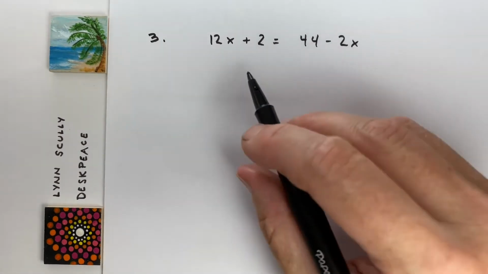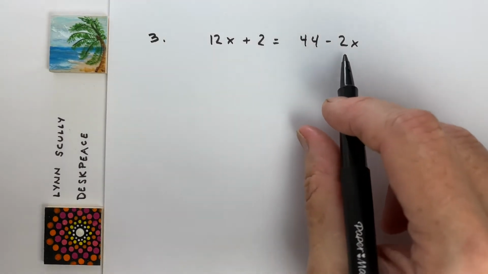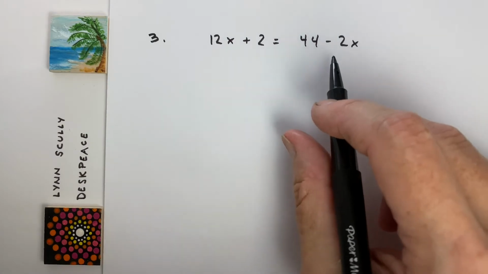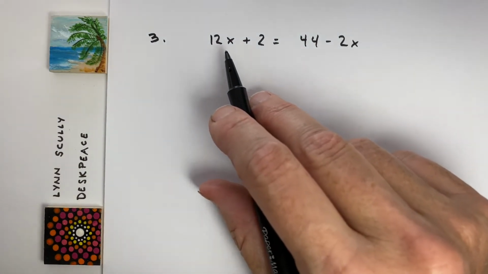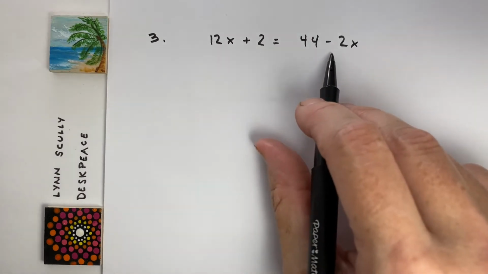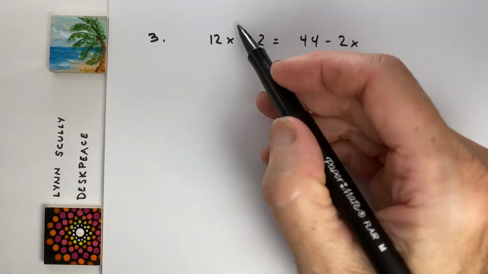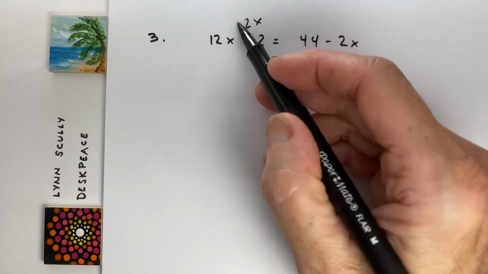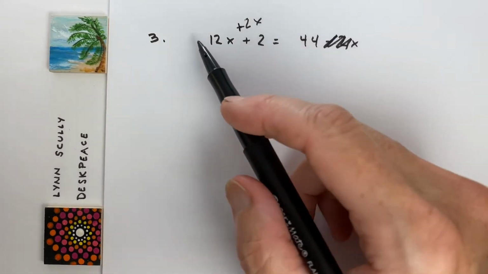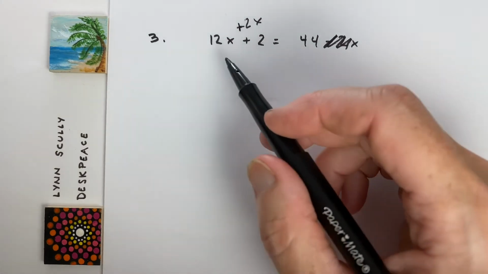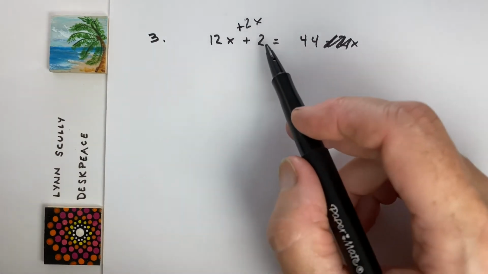Number 3, 12x plus 2 equals 44 minus 2x. I'm going to move all the x's over with this 12 because it's bigger and it's already positive. This is attached by subtraction. I'll move it by addition to the other side of the equal sign. I just floated up in the air here because I didn't want to move it here and get it over by the 3. Now I have all the x's on this side.